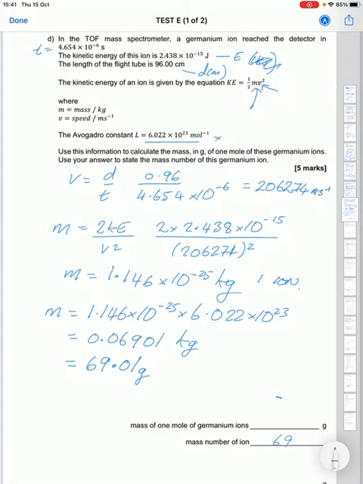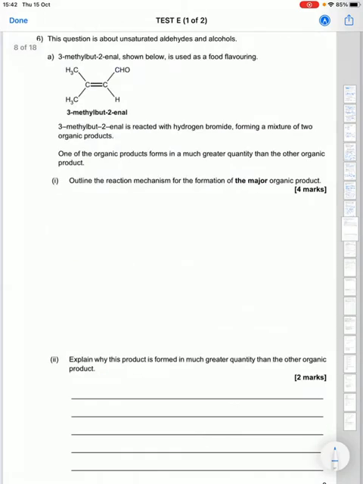The mass of 1 mole of germanium ions is going to be 69.01 grams. Okay, good. We do need a whole number there because obviously in the mass spec they're whole atoms with whole protons and whole neutrons. There's no kind of weighted average of the isotopes.